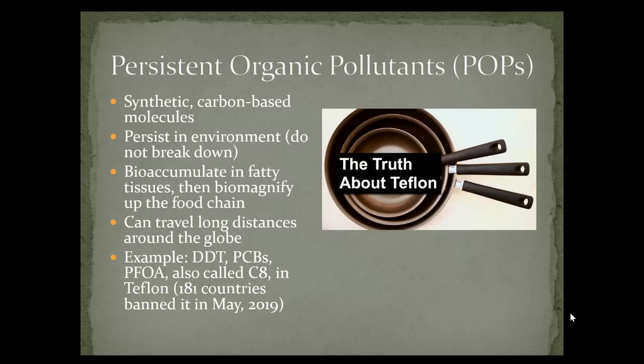So some examples of these: DDT, which you saw in the video, PCBs, and another chemical, PFOAs, which are also sometimes called C8. Those are in Teflon. So if you have Teflon pans, you might want to reconsider those. 181 countries have banned PFOAs as of May of 2019.